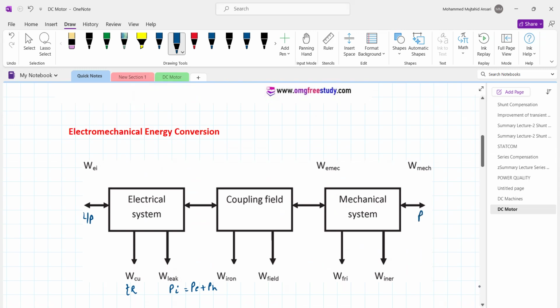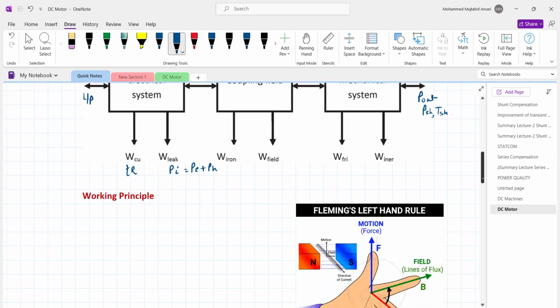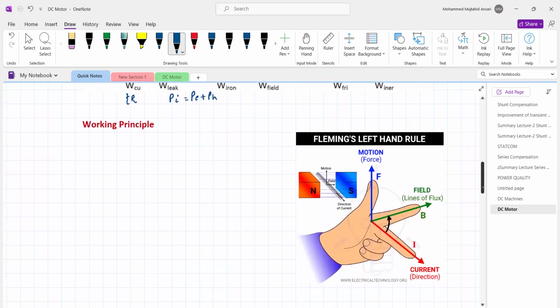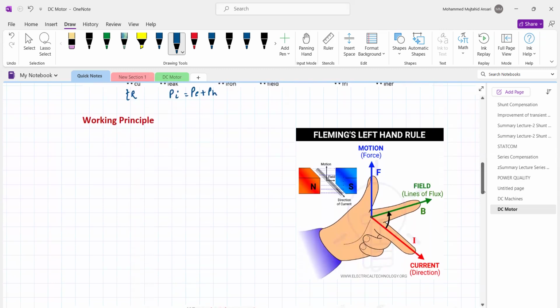So we will get P out, output power, in the form of torque. So shaft torque is there, or the mechanical power output. So this is the basic concept of DC motor. Now, what is the working operation of DC motor?